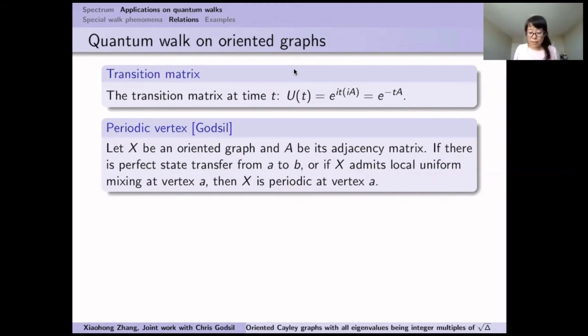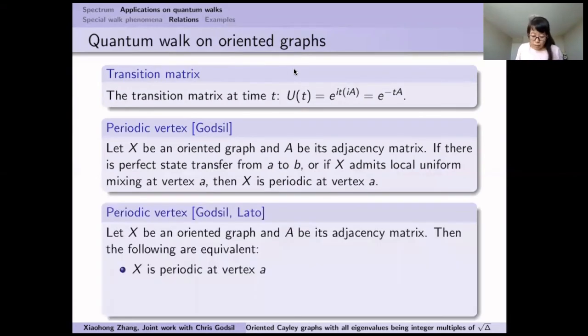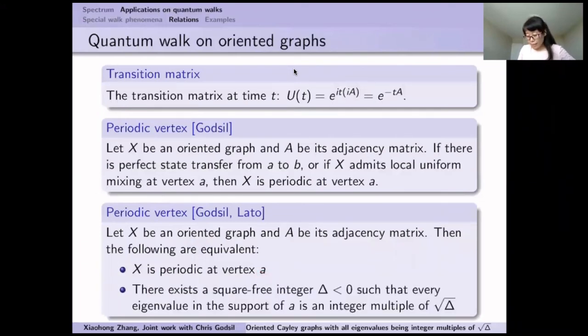How are these phenomena related to integer multiple square root delta eigenvalues? Chris and Sabrina proved that if we have an oriented graph, the quantum walk on this oriented graph is periodic at vertex A if and only if all the eigenvalues in the support of A are integer multiples of root delta. So what is theta? Theta is an eigenvalue of X.